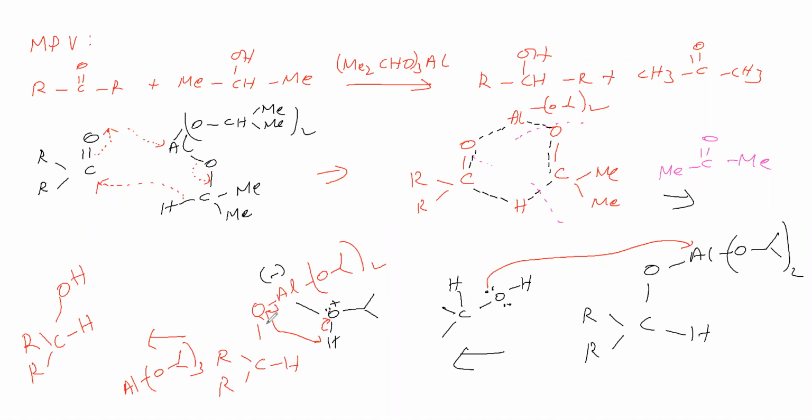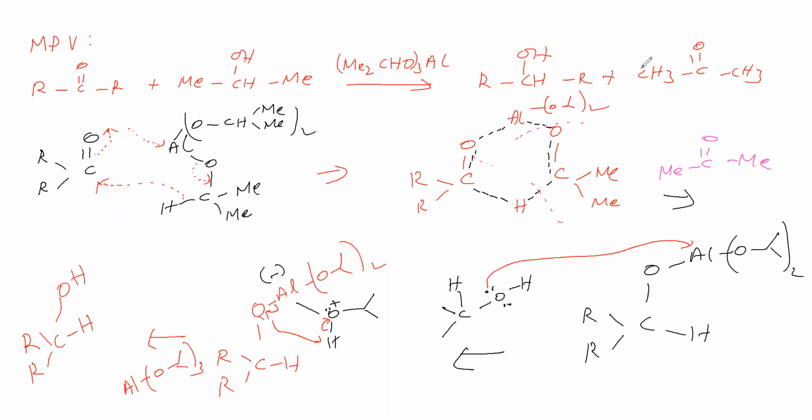This oxygen, this carbonyl group oxygen, gets hydrogen from the solvent, the isopropyl alcohol OH group. If deuterium were there instead of H, then deuterium would be here. Then what is leaving here? Acetone is leaving.